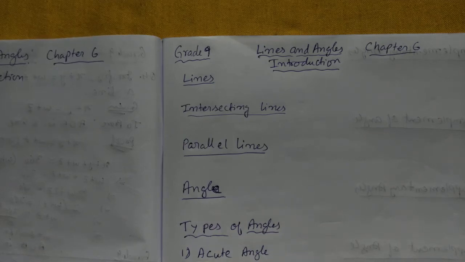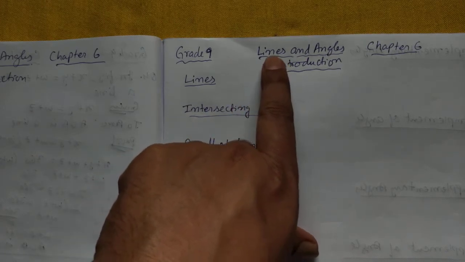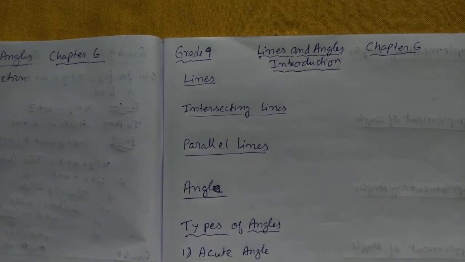Hello students of grade 6. Today we'll start chapter 6. The name of the chapter is Lines and Angles. Before we start the exercise, you have to know some terms of this chapter.